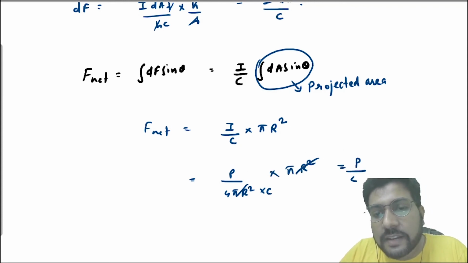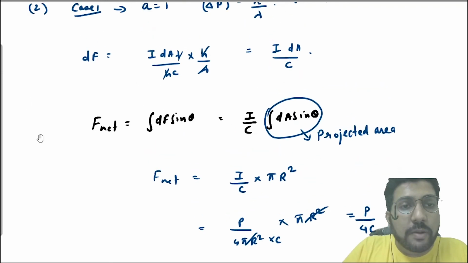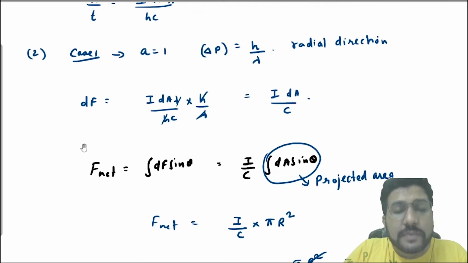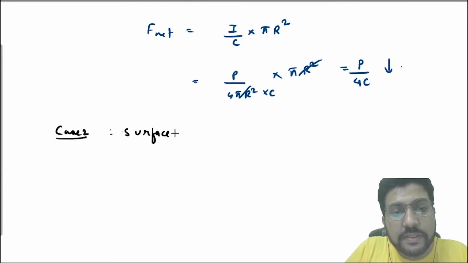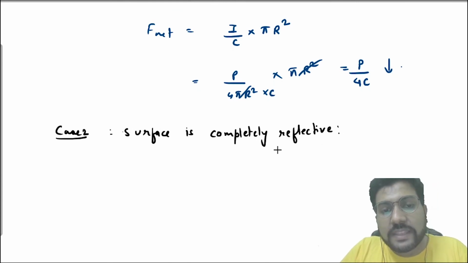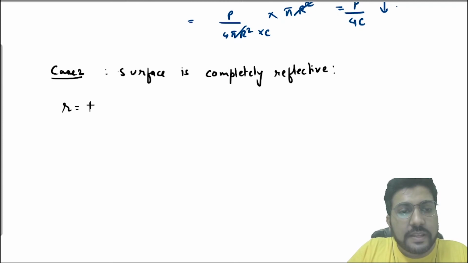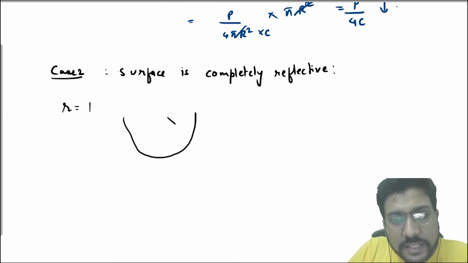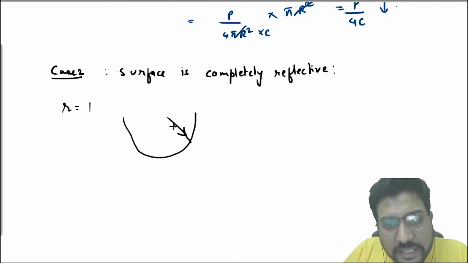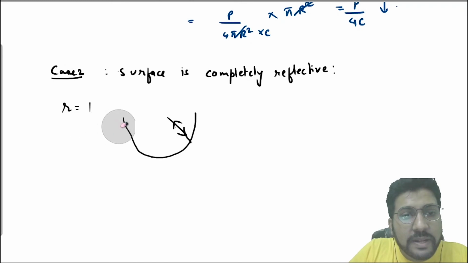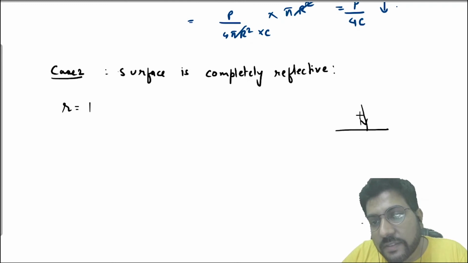So you will say the net force on the sphere is P by 4C and it is downwards. Now case 2 will be when the surface is completely reflective. So when the surface is completely reflective, in that case R is 1. Now because this is a sphere and the radius is perpendicular to the surface, the light after striking this again moves in this direction only. That means the change in momentum this time will be 2h by lambda. This is similar to case 1 that we have discussed.